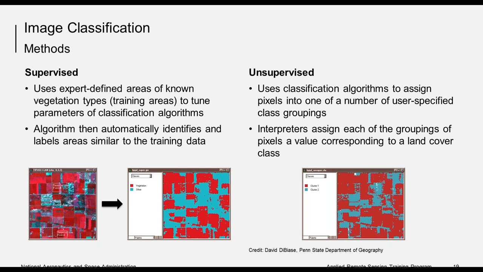Two different methods are typically used to create land cover maps. The supervised method can use either a pixel-based approach or an object-based approach. The unsupervised method uses a pixel-based approach. The supervised method uses user-defined areas of known land cover types that are called training areas or training sites. We're going to be talking a lot about that in the next several minutes. These areas are then used to define the statistical parameters of classification algorithms. The algorithm then automatically identifies and labels all pixels or segments that are statistically similar to the training data. In the unsupervised method, a classification algorithm assigns each pixel into one of a number of user-specified classes. Then, interpreters assign each of the pixel groupings a value corresponding to a land cover class.